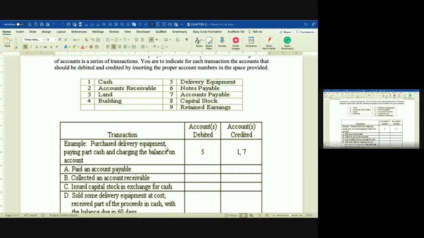So how many accounts will be affected here? You purchase delivery equipment, so one is delivery equipment, and then you pay part by cash. And the balance on account means that it's on credit, which means you're going to pay the supplier later on the balance of the delivery equipment. So there are 3 accounts involved here. Delivery equipment is an asset, cash is an asset. What about the balance on account? What do you call that?